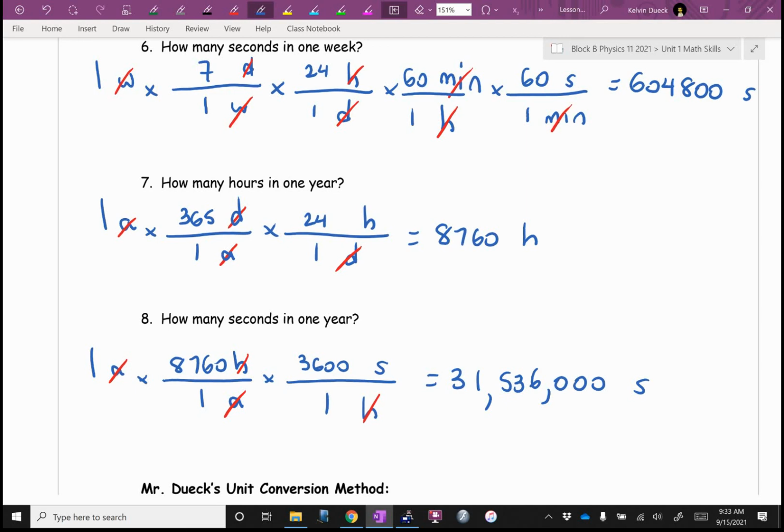This is my unit conversion method because it works, Tyson, for everything. Good stretch? Yeah, stretch it out. I've been talking a while.